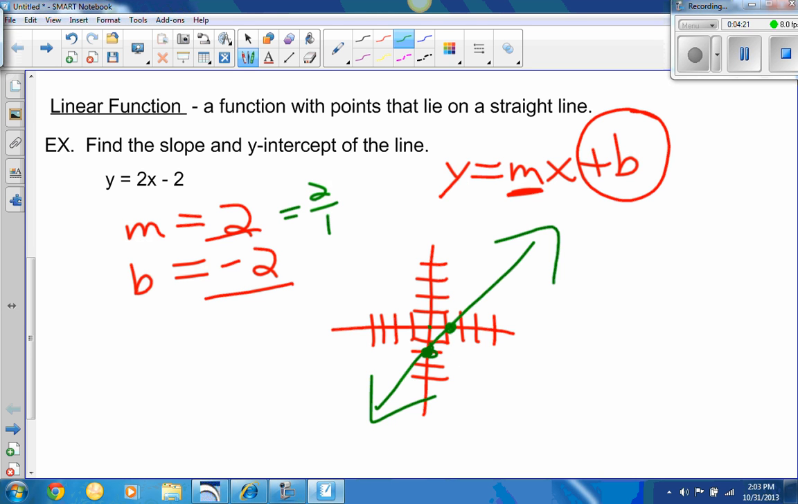All I need to know is what is the y-intercept, where does it cross this axis, and what the slope is. And then I can find my other point and draw my line for the graph.